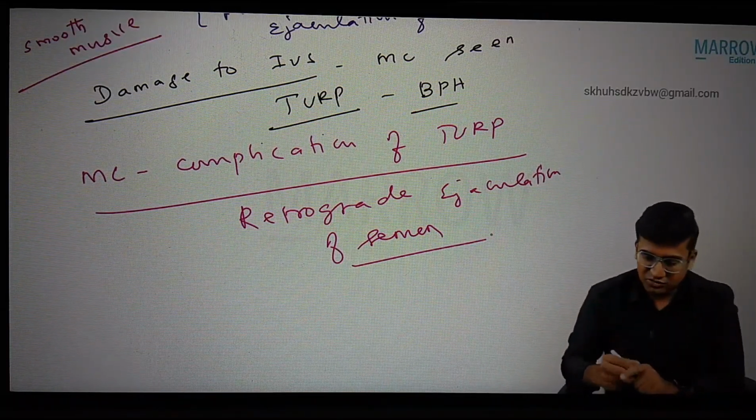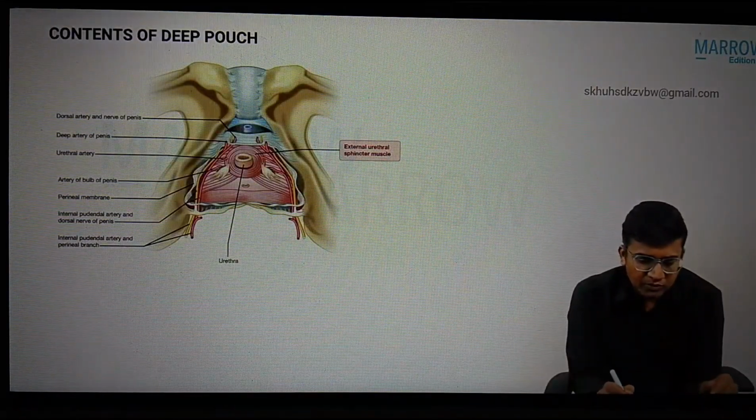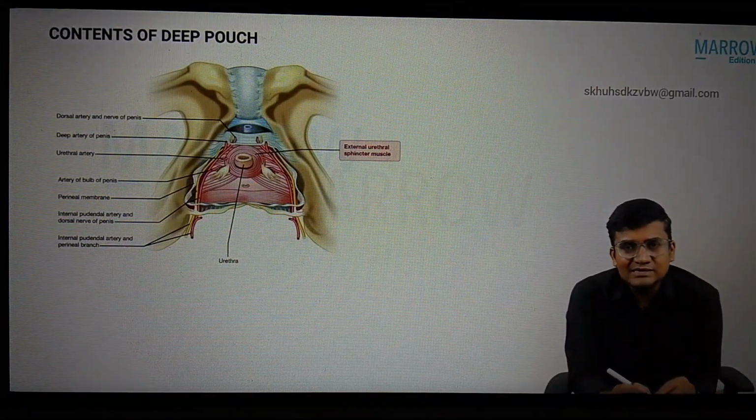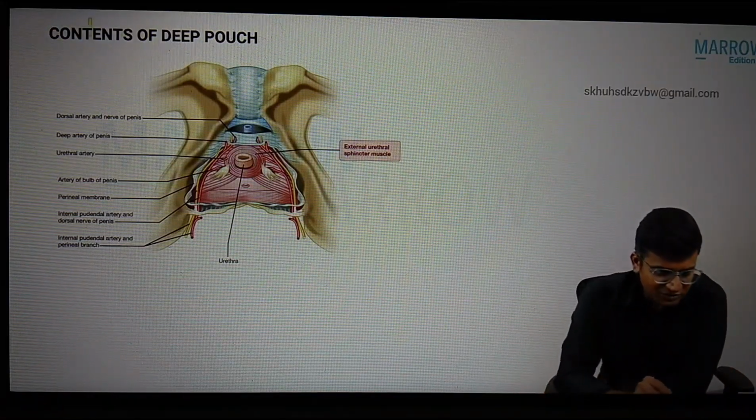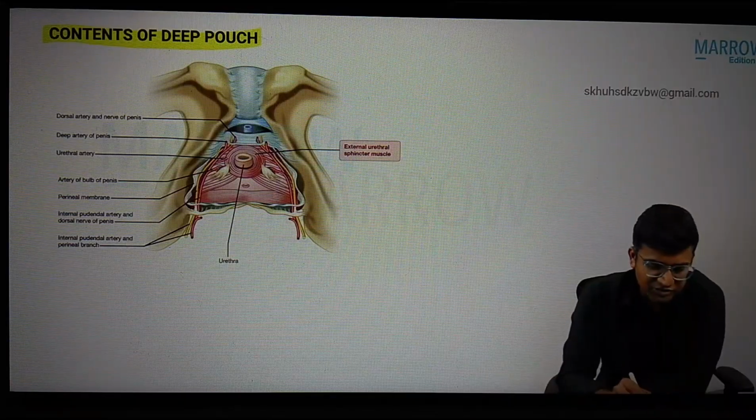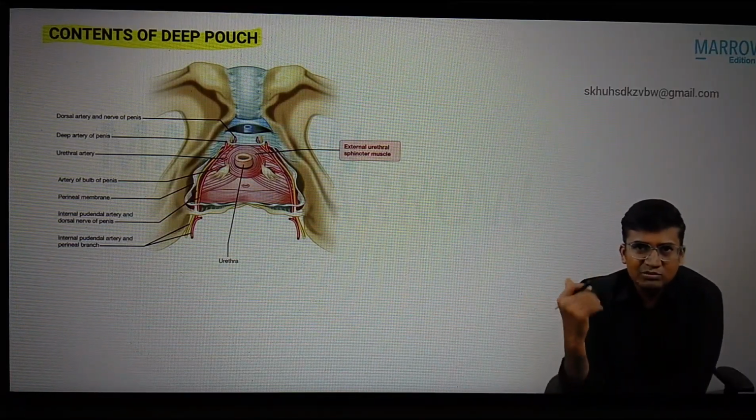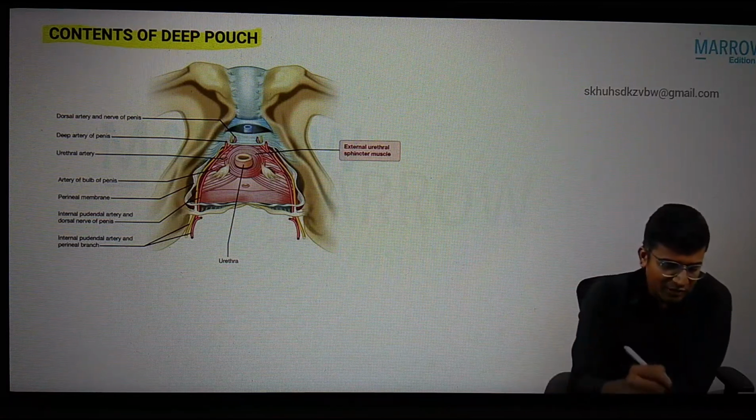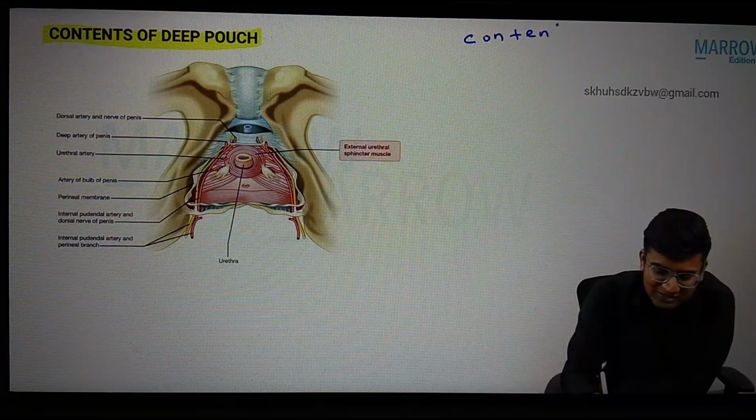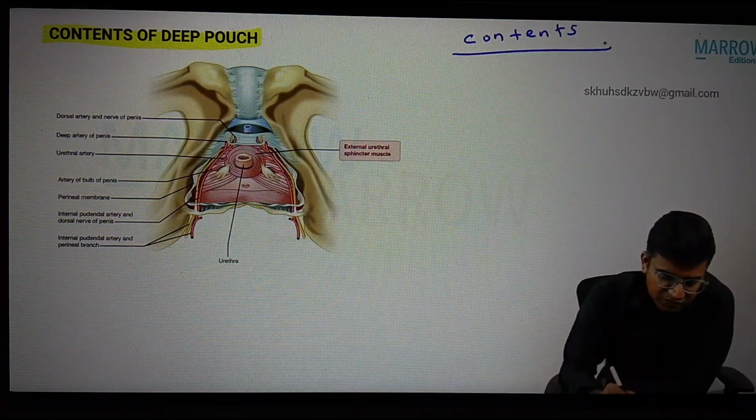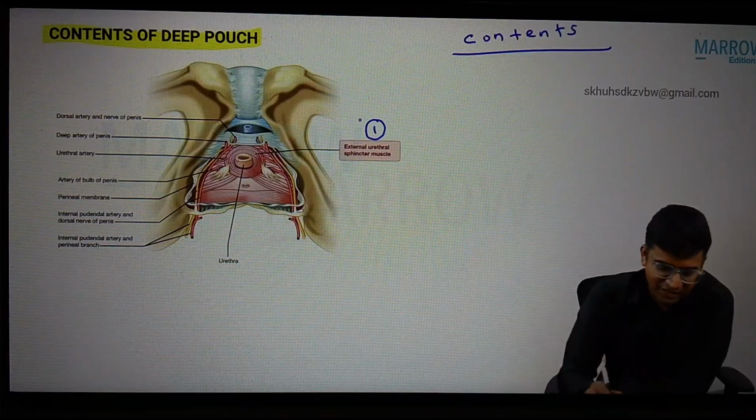Next, we're going to discuss the contents of the deep pouch and the superficial pouch. First, the contents of the deep pouch. Boundaries we already know: above, the superior fascia of the urogenital diaphragm; below, the perineal membrane. Contents, starting with the muscles. We have two muscles in the deep space. Number one, the external urethral sphincter surrounding the membranous urethra.